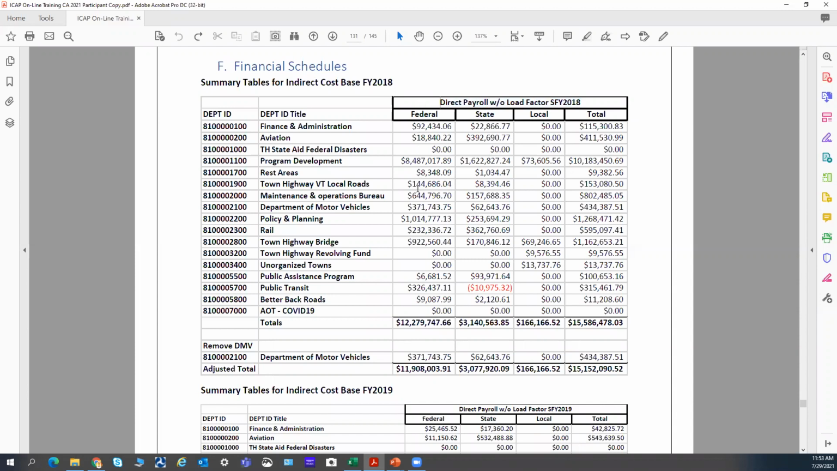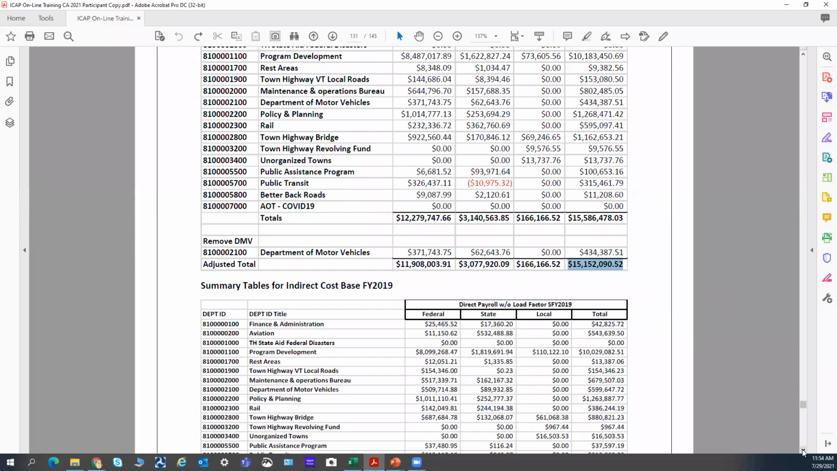But they've identified the federal direct payroll, the state direct payroll. They do have a couple of locals here. I think they have an explanation somewhere in there about what that's all about. But anyway, you get down here to the bottom and once again, they separated federal from state, and they have a remove DMV here. So everywhere you go in these numbers, they've recognized any exclusions, but you can see their ending total here for their payroll, direct salaries and wages base as being 15.1 million.